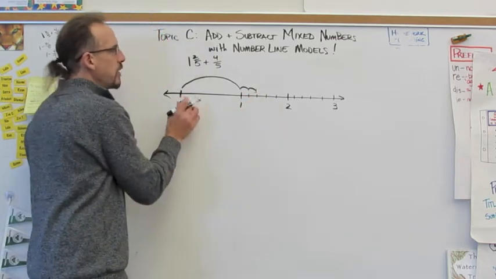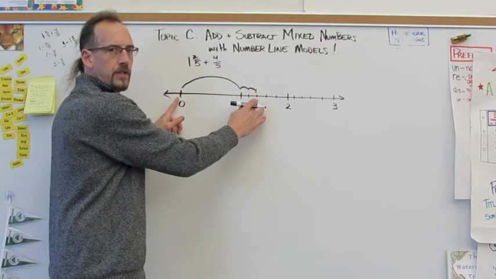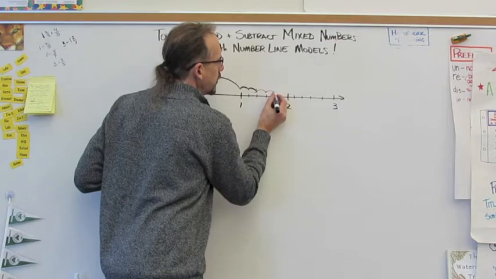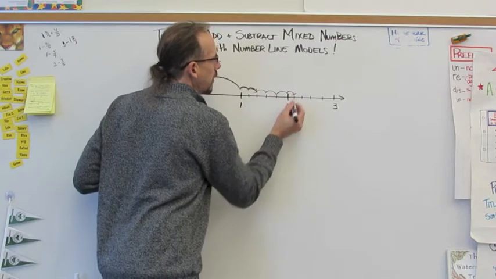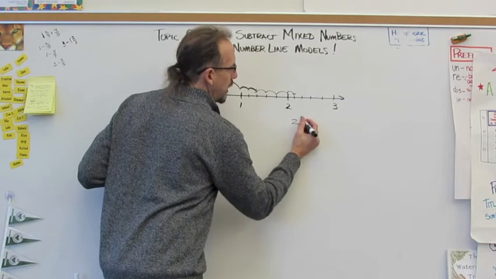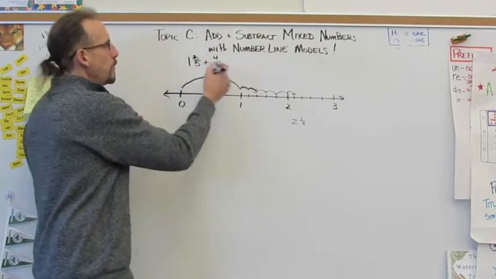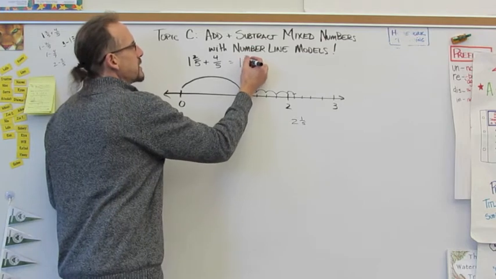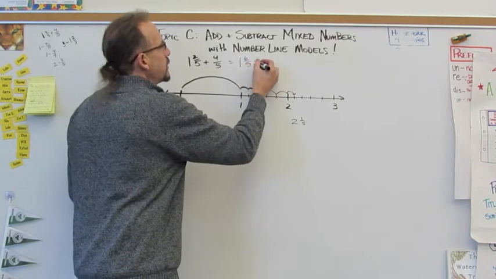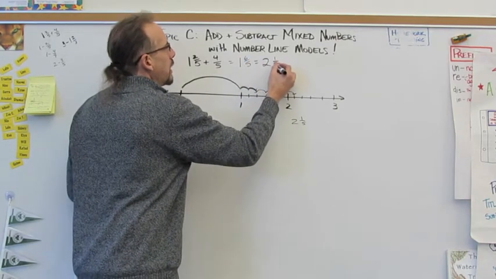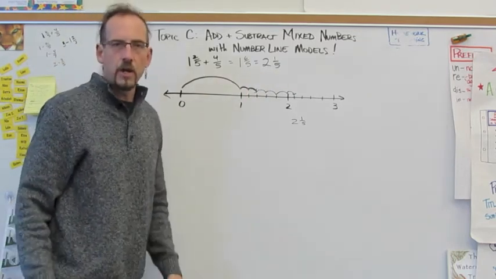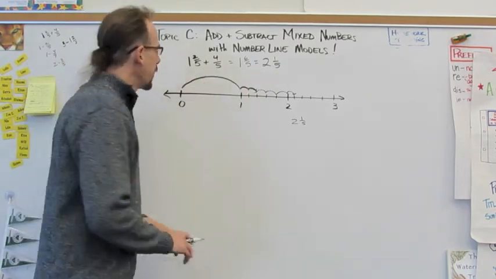I'm starting from 0, and that gets me to 1 2/5. This is my starting point. And from there, I'm going to add 4/5. 1, 2, 3, 4. And that takes me to 2 1/5. And numerically, it would look like this: 1 6/5. And of course, 6/5 is 1 1/5. So I would simplify that to be 2 1/5. We're going to use the model to help kids get to a numerical way of figuring that out.